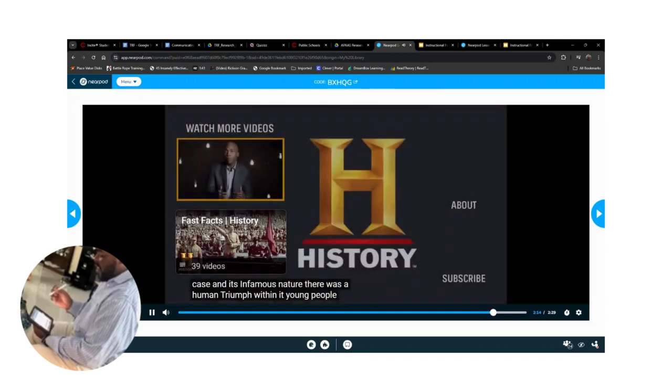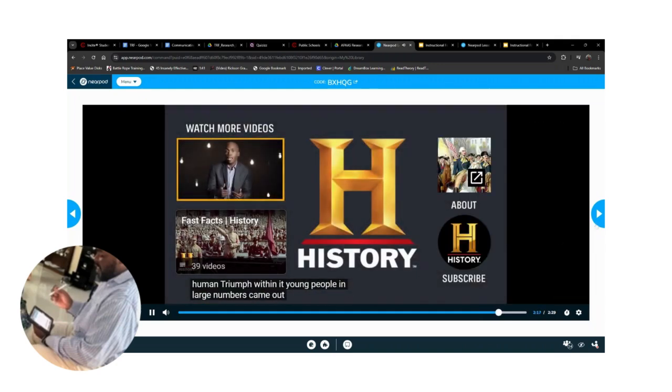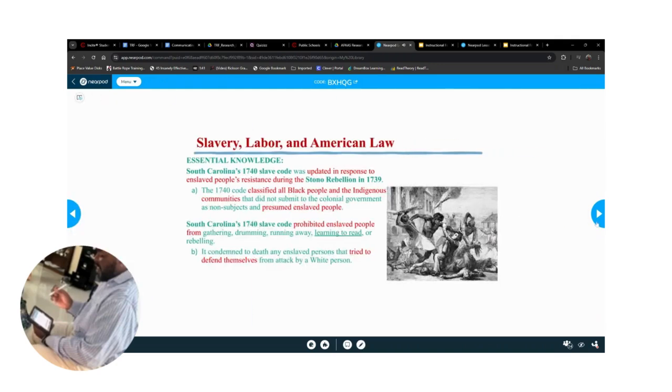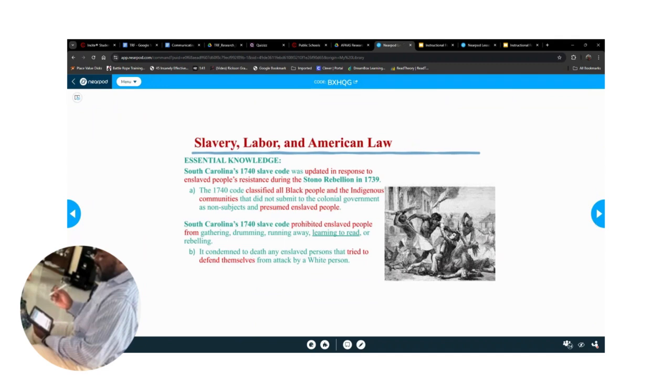All right, so let's talk about the 1740 Code a little bit more. It updated the response to enslaved resistance from the Stono Rebellion.